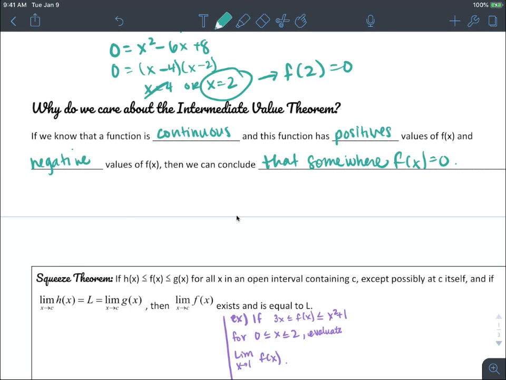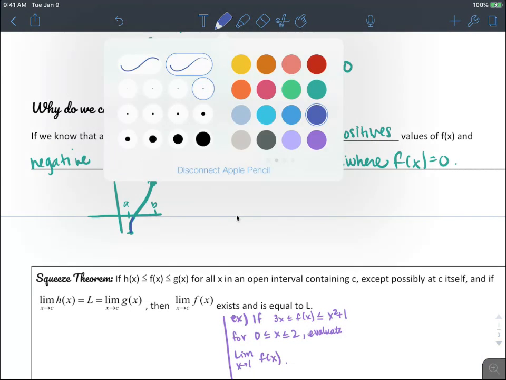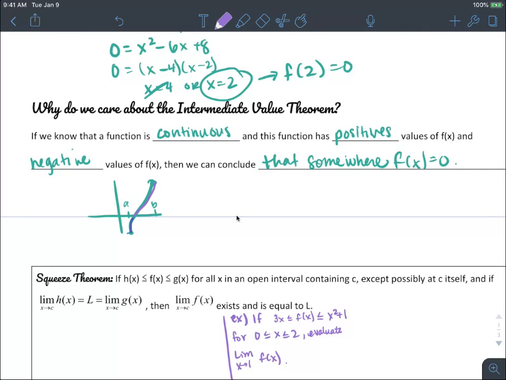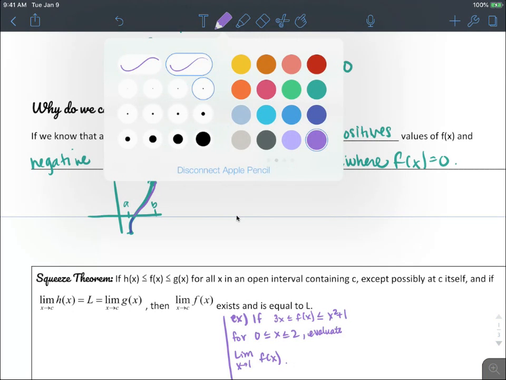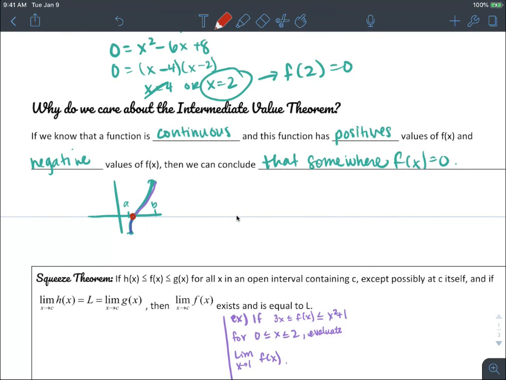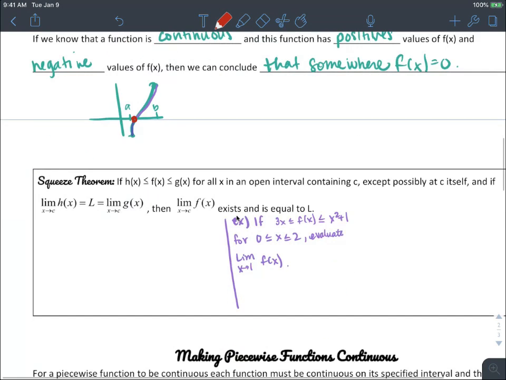Okay, so if I had a function like this, a and b, that had negative outputs and positive outputs, at some point I'm going to have to cross over the x-axis and give me a 0. Cool? Yeah, pretty cool.